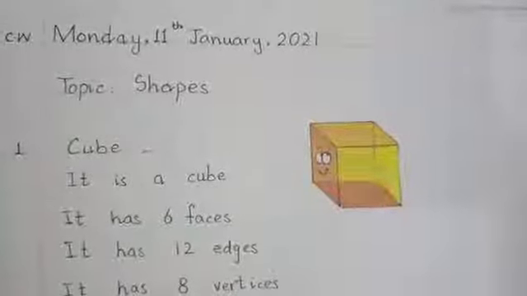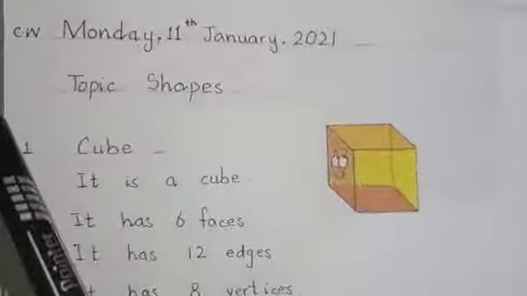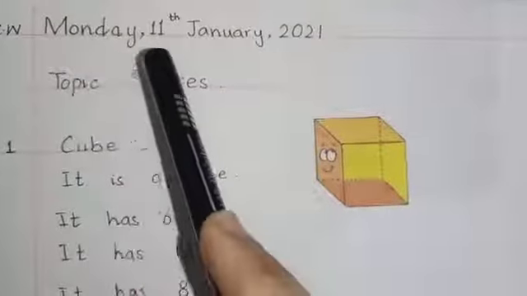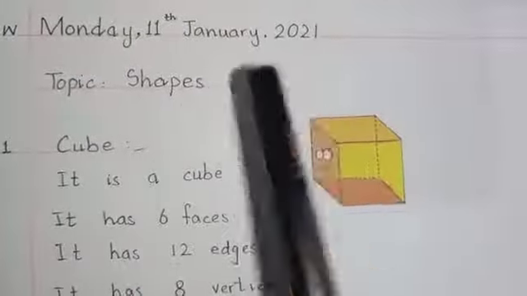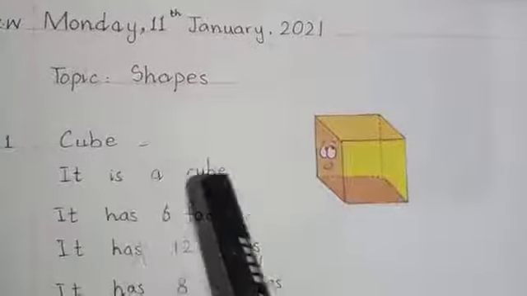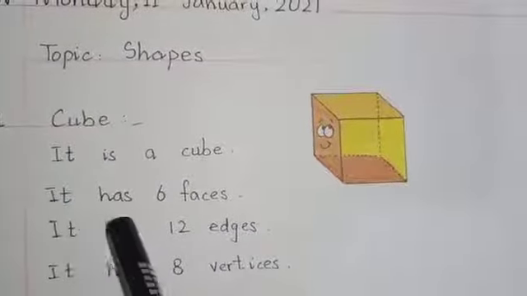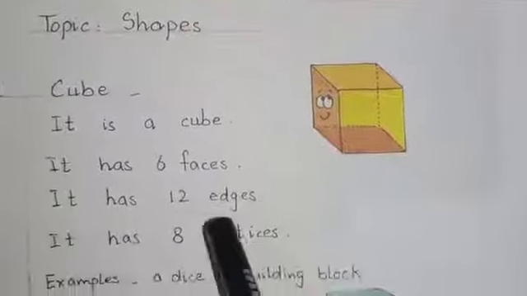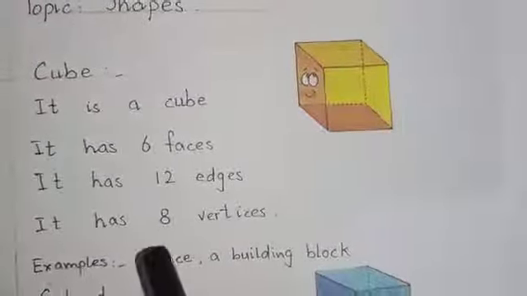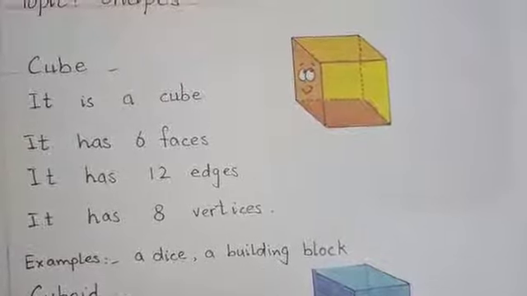Students, now open your notebooks and maintain your pages with the margin line on both sides of the page. After that, write classwork Monday, 11th January, 2021. Topic is shapes. First shape is cube. Which shape is this? It is a cube. It has 6 faces. It has 12 edges and it has 8 vertices. Its examples are a dice, a building block.